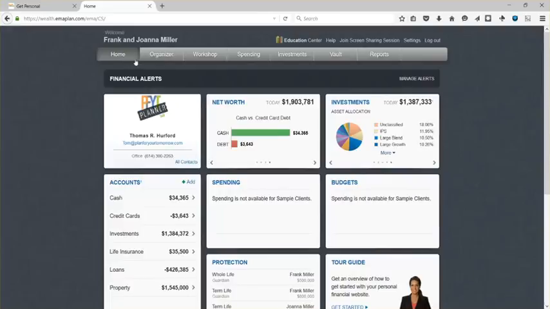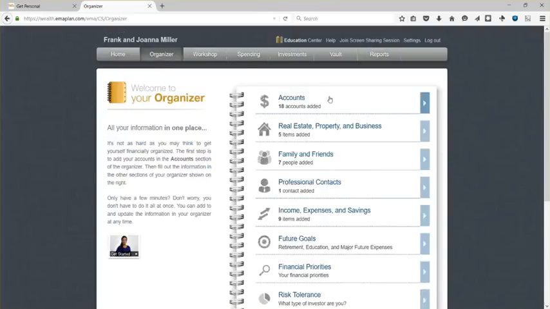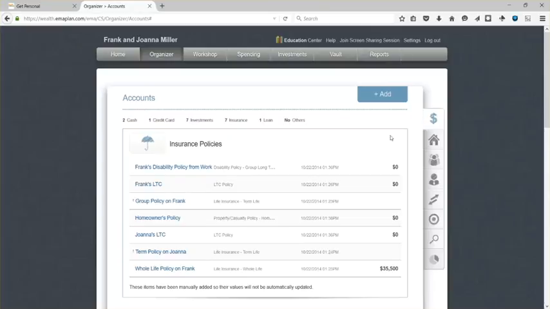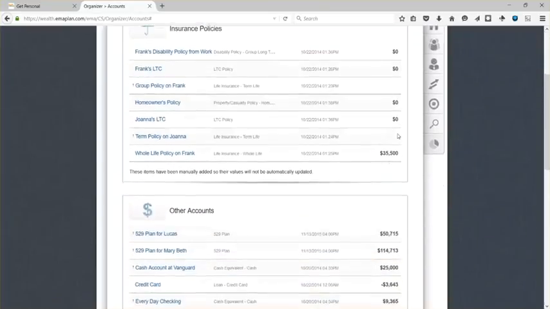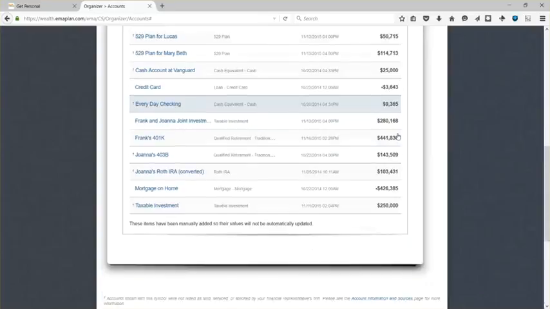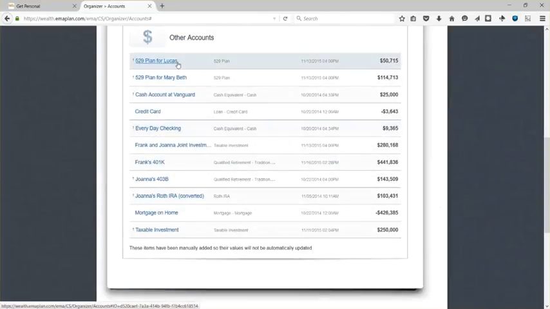So the next tab in the portal is your organizer, which is really like the drill down on all the different data that is below the summary data that you were just looking at. Here you can again add all sorts of different kinds of accounts, your insurance policies, and they break it down to insurance accounts and other accounts. So it would be insurance policies and then any investment accounts, checking accounts, credit card accounts. And you can see that they're all categorized.